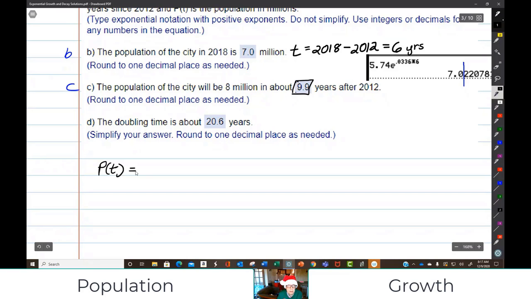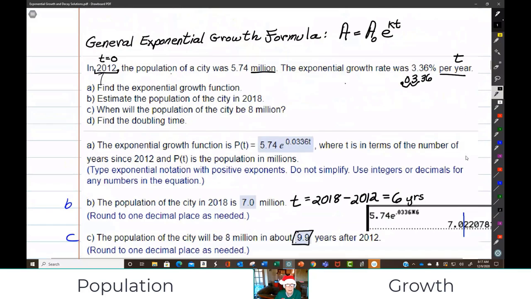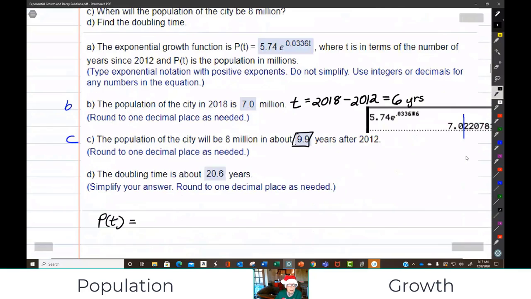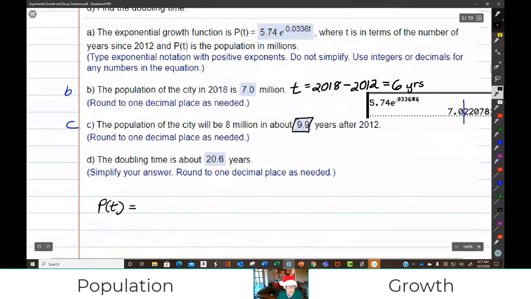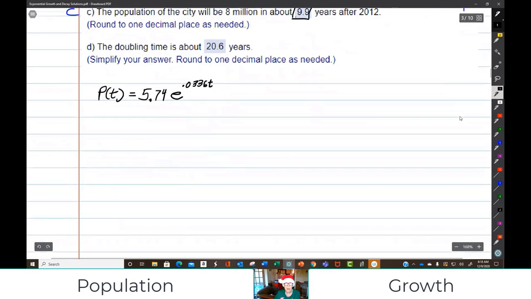And we know that the formula is 5.74 e to the 0.0336t. And what it's saying is, okay, so when does the population get to be 8 million?